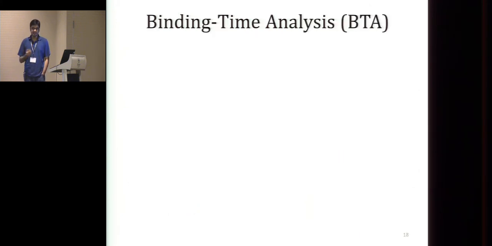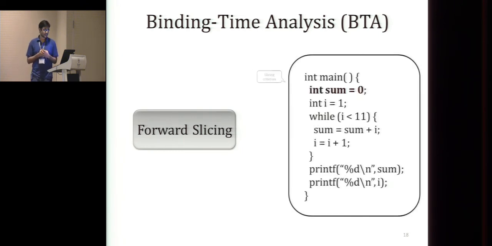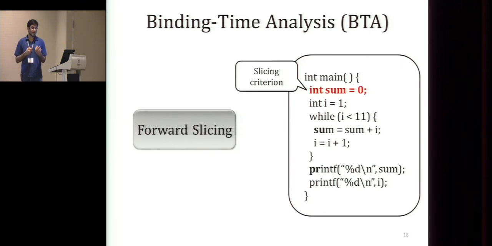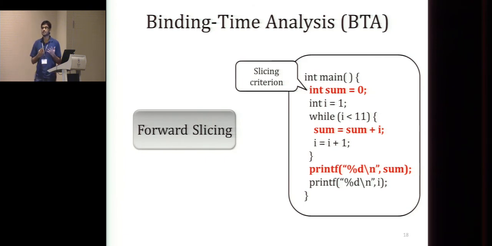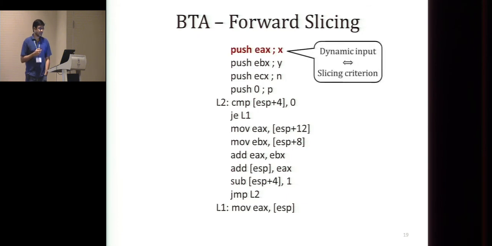So the first step is BTA, and as we saw, one of the ways to perform BTA is forward slicing. For those of you who are unfamiliar with forward slicing, it is a primitive that computes parts of the program that might be affected by a given program point called the slicing criterion. There are existing tools that can perform forward slicing on machine code, so let's use one such tool to compute the forward slice for us. So EAX has the dynamic input x, so the first instruction is our slicing criterion, and the forward slice looks like this. It includes the entire binary.